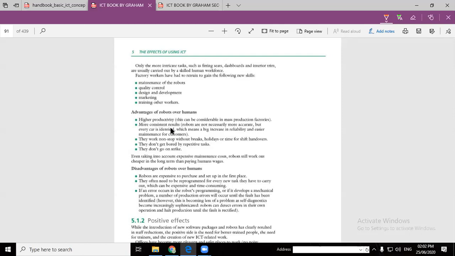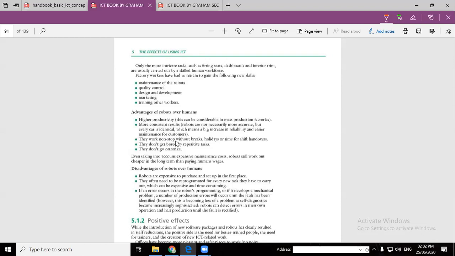But remember, a human being can change. I can say, now I should do this the opposite way, and now you are not going to get a consistent result. With robots, every car is identical. Yes, you find they are identical. They have the same shape, same color, and so on.